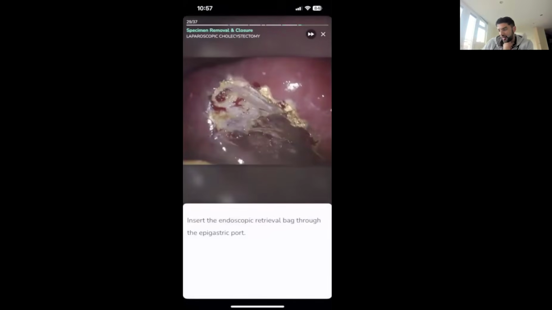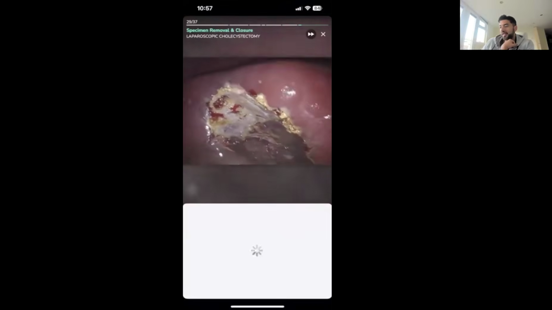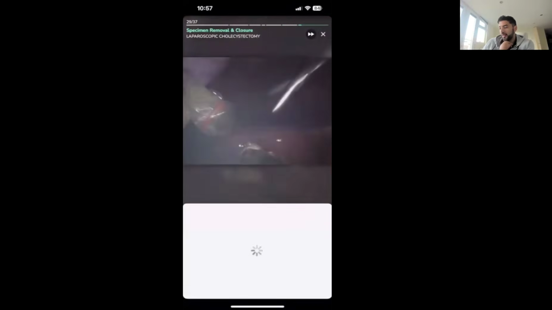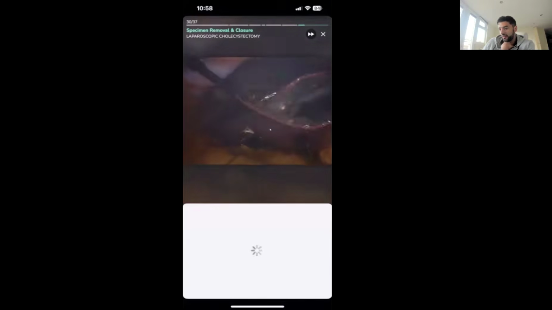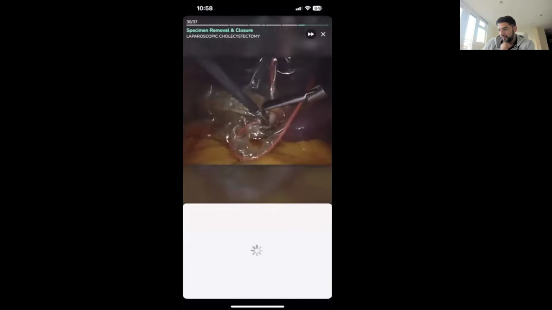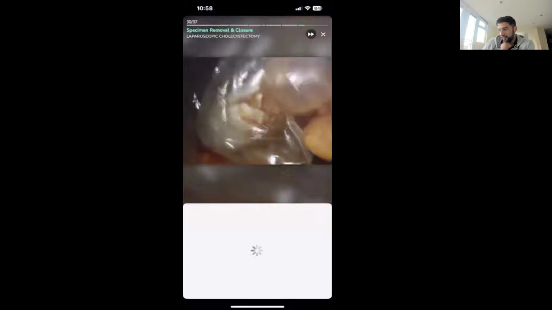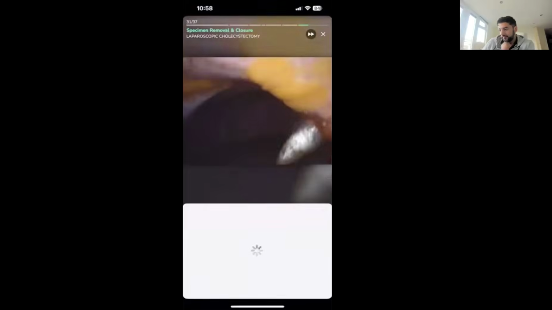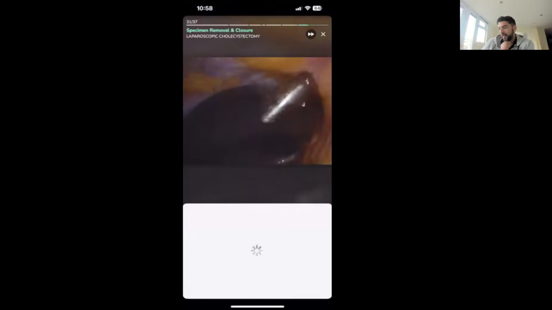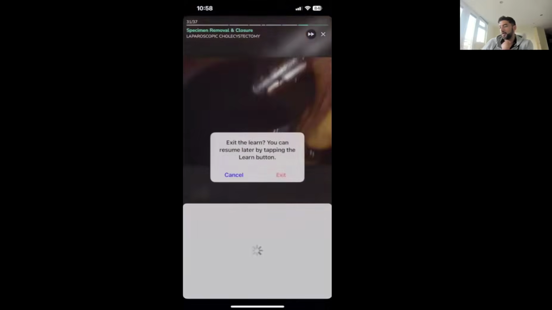And then it's separated. Now what they're going to do, which is quite cool, is put a little tiny bag through one of the ports. It's literally like a plastic bag. They're going to put the gallbladder into this little bag and pull it out. And that's basically the end of the operation. All they're going to do now is tidy up.